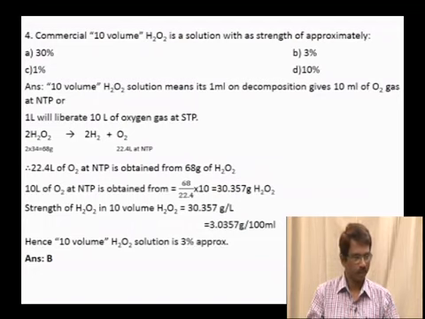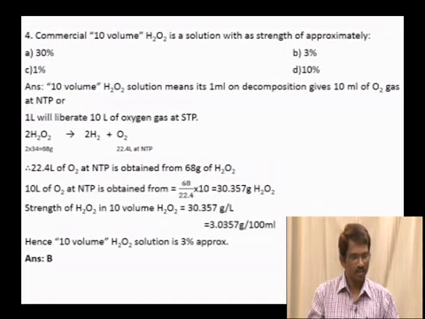So in the equation, 2 moles of H2O2, that is 2 into 34, which is the molar mass of H2O2, equals 68 gram of H2O2, on decomposition gives you 1 mole of oxygen gas at STP. 1 mole of oxygen gas, you know, has a volume of 22.4 liters at STP. Obviously, 22.4 liters of oxygen gas at STP is obtained from 68 gram of hydrogen peroxide. Therefore 10 liters of oxygen gas at STP will be obtained from 68 by 22.4 into 10, which gives you 30.357 gram of hydrogen peroxide.